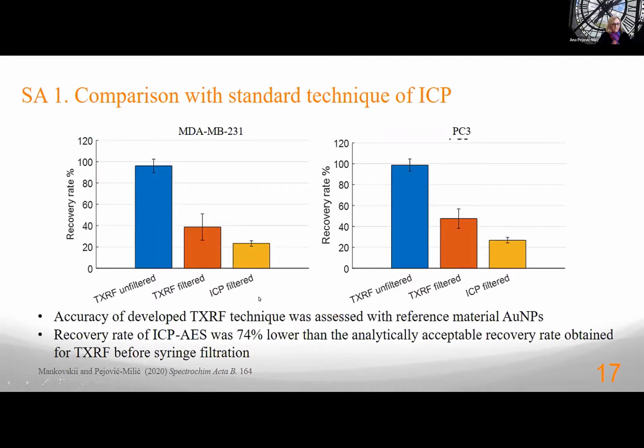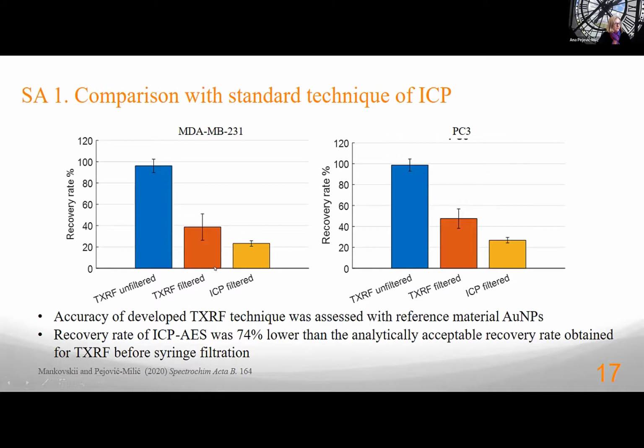So here is where our first surprise result is noticed. If you look on the left-hand side, you have results for the breast cancer cells, and on the right-hand side, you have the same results, but for the prostate cancer cells. Interestingly enough, we achieved quite acceptable recovery rate using TXRF and the unfiltered method, which is based on the method we developed. But when we filtered the sample for TXRF and measured it, we achieved more than a 50% drop in the recovery rate.